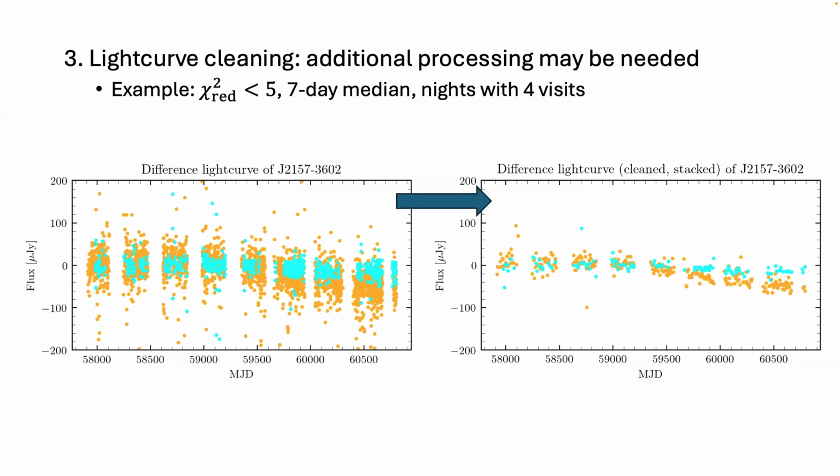And one more thing is that, depending on your usage, you might want to clean the light curve further other than the common sense filters that I've mentioned before. This is just an example that I'm showing here where I do a reduced chi-square cutoff of less than 5, taking the median in a 7-day stack and only using nights with 4 visits. This is because Atlas is designed to visit each field 4 times per night. And if there's actually only 3 visits in the data files, this could be an indication of bad weather. So we remove those data points just to be safe.